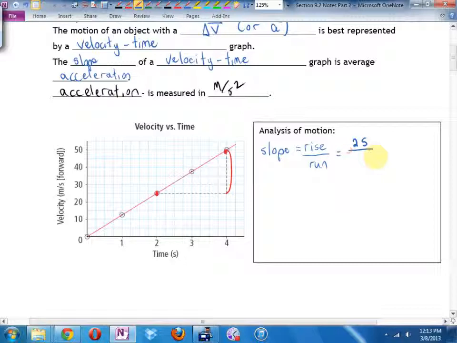Over what's the run? Well, we started at 2 seconds and we ended at 4 seconds. What's our run? What is 25 divided by 2? Now, in Math 10, we would leave the slope as a fraction, but in Science 10, we like it as a decimal. We wanted to evaluate it. What is 25 divided by 2? That's the slope.